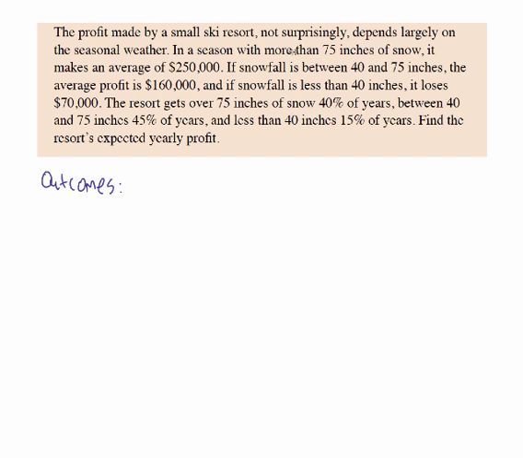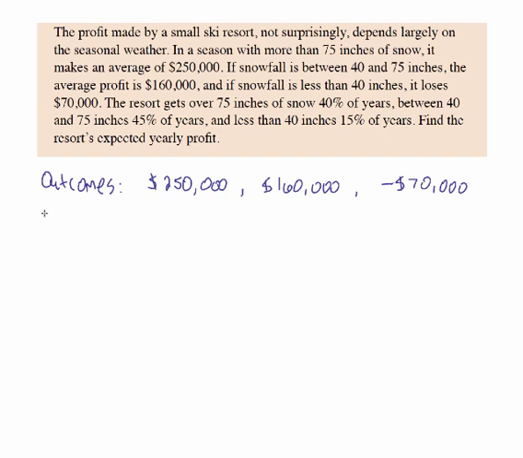The outcomes are, well, in a season with more than 75 inches of snow, it makes $250,000. So there's one numeric outcome, a profit of $250,000. If snow falls between 40 and 75 inches, the average profit is 160. So there's a second potential outcome, a profit of $160,000. But if the snow falls less than 40 inches, then they will lose $70,000. And so our third and final outcome is negative $70,000.